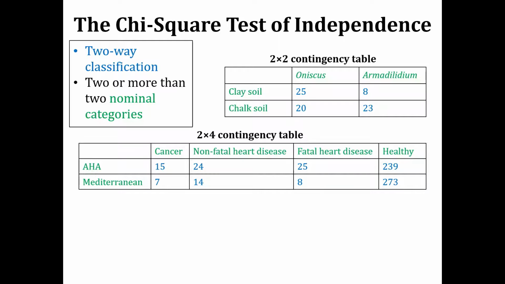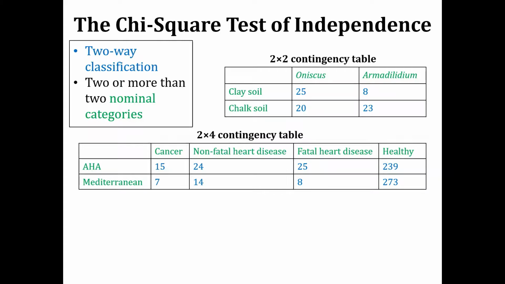Taking other examples of the contingency table, here we have a 2 by 4 contingency table. In this 2 by 4 contingency table, you can see that there are 2 rows and 4 columns. What are the 2 rows? These 2 rows represent the diet recommended by the American Heart Association, and the diet which is Mediterranean. And then in the columns, we have the health status of individuals: the cancer cases, non-fatal heart disease cases, fatal heart disease cases, and healthy individuals. So this is a 2 by 4. Diet is presented in rows, and the other variable, the health status, is presented in columns.